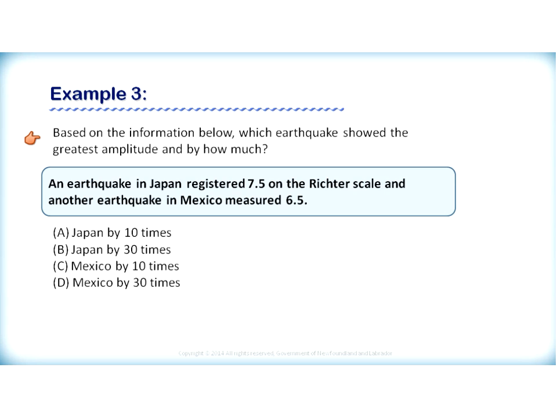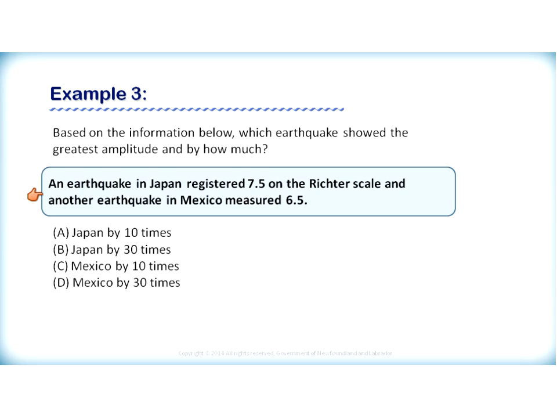Example number 3. Based on the information below, which earthquake showed the greatest amplitude and by how much? It says here, an earthquake in Japan registered 7.5 on the Richter scale, and another earthquake in Mexico registered 6.5 on the Richter scale. So if we look at the amount of amplitude, amplitude increases by 10 times with every Richter amplitude that increases on the Richter scale.